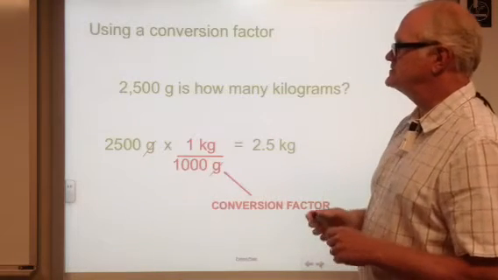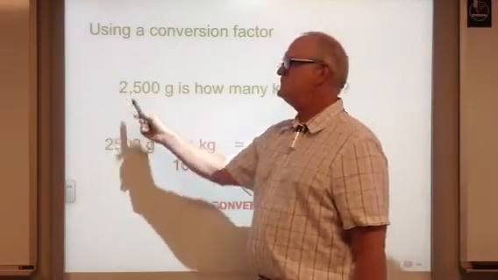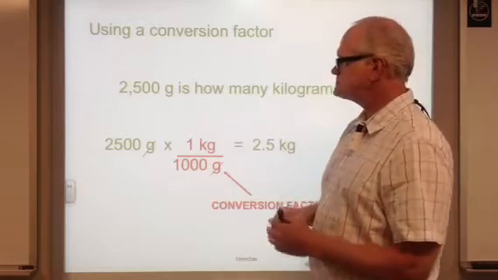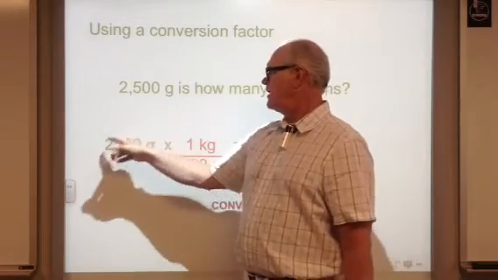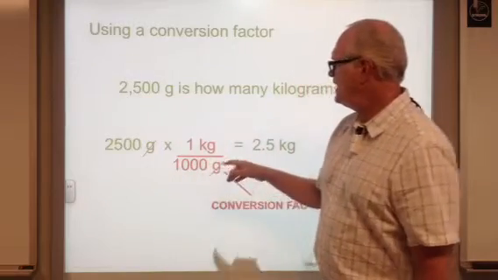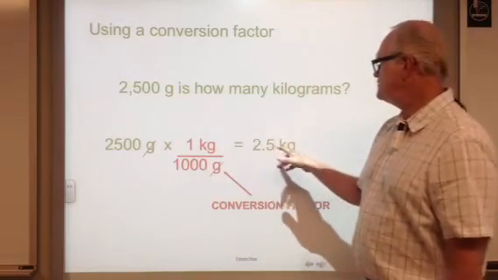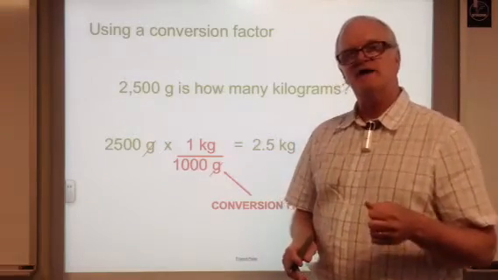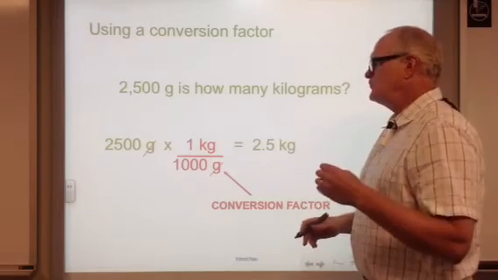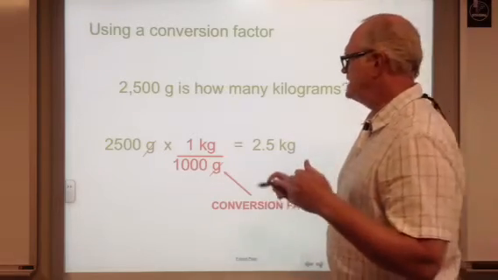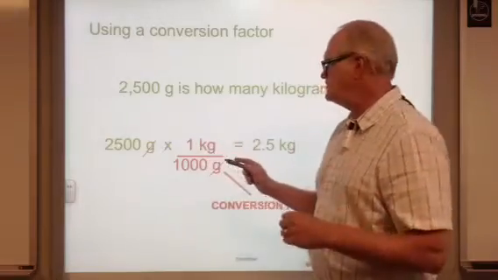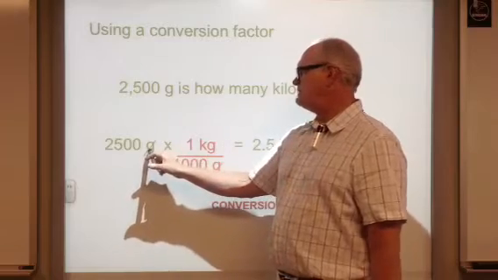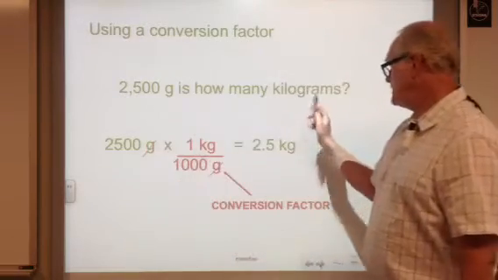All right, let's use a conversion factor. Suppose we have something that weighs 2,500 grams. How many kilograms does that weigh? So we take our measurement, 2,500 grams, and we use a conversion factor to turn it into some number of kilograms. How did we know which conversion factor to choose? We chose the conversion factor that will do what we want it to do. We want it to cancel out grams. We want to get rid of the unit grams and turn it into kilograms.